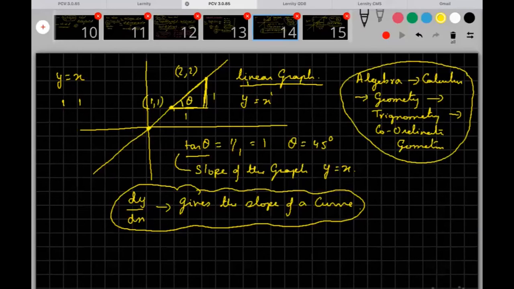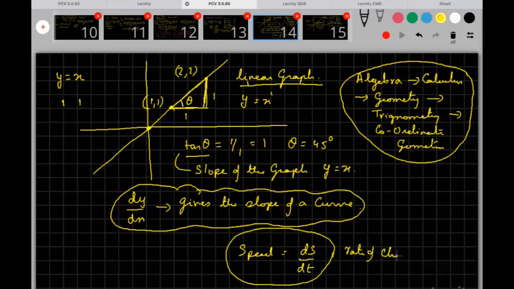You should learn these relationships because in your 10th standard or 9th standard, when you learned what is speed, speed at that time was distance by time. Now speed won't be distance by time. Now speed will be ds by dt. That is the rate of change of distance. So rate of change is nothing but ds by dt. That is the differential of a function, dy by dx.